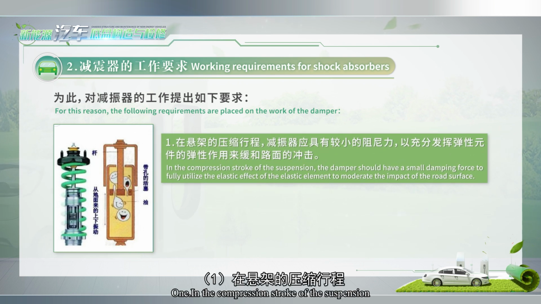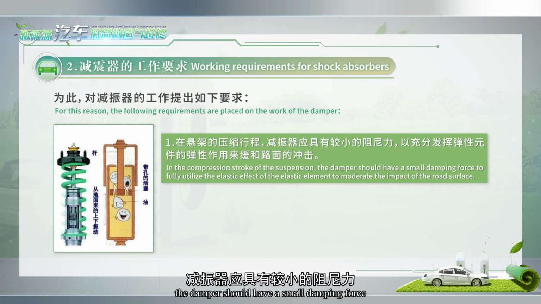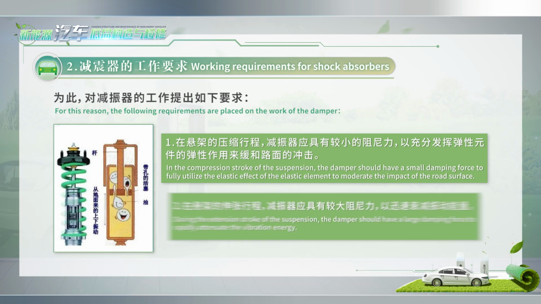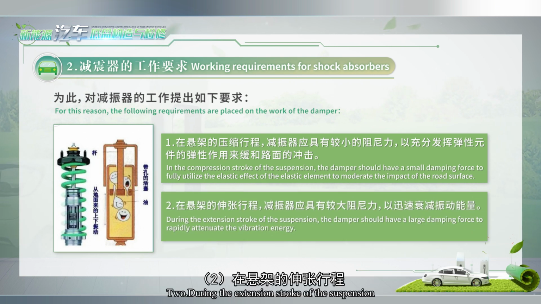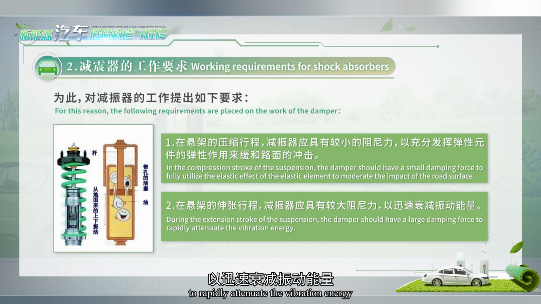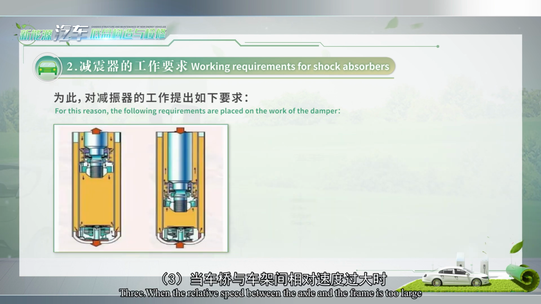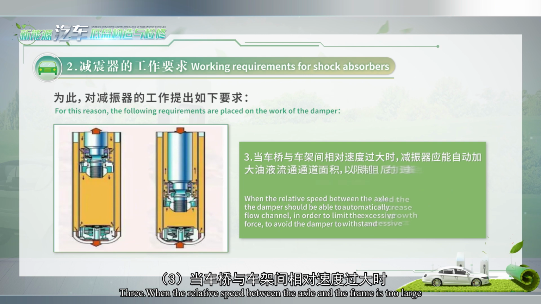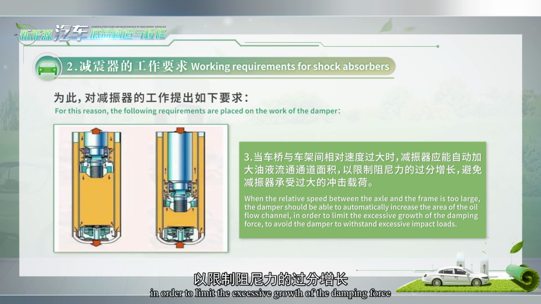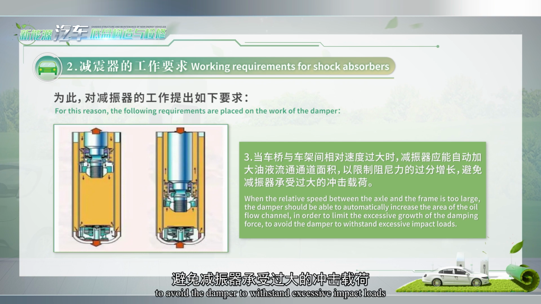1. In the compression stroke of the suspension, the damper should have a small damping force to fully utilize the elastic effect of the elastic element and moderate the impact of the road surface. 2. During the extension stroke of the suspension, the damper should have a large damping force to rapidly attenuate the vibration energy. 3. When the relative speed between the axle and the frame is too large, the damper should automatically increase the area of the oil flow channel in order to limit the excessive growth of the damping force and avoid the damper withstanding excessive impact loads.